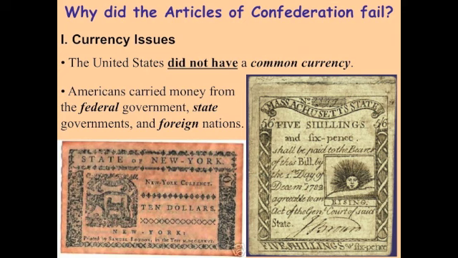First issue is money, currency issues. The United States federal government did not have a common currency. So people were carrying things from the federal government, they were carrying things from state governments, and they were even still paying with British pounds and shillings. So there was no unified currency. If I were using New York dollars or New York money in the state of New York, if I were to go into New Jersey, I couldn't use that. So it became very difficult to actually have trade and to do business in different parts of the country because there was no unified currency.